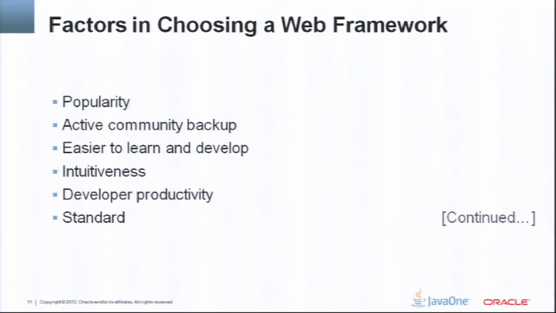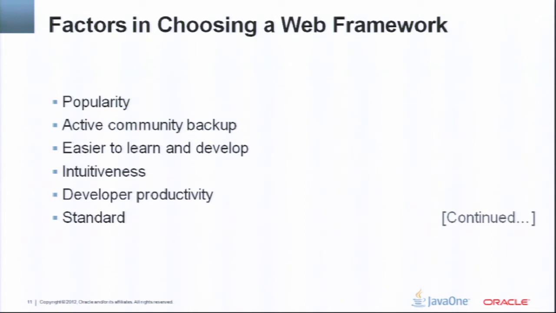Then see the popularity of the framework, community acceptance. Then other aspects like ease of learning, the learning curve. Intuitiveness, it means by looking at some specific tag, if you can guarantee that that tag is going to work in this way, then that is termed as intuitiveness of the framework. So that's very important. And standard: in case you are going for a standard-based framework, then the advantage would be that it can run on different platforms, provided the platform supports the standard.